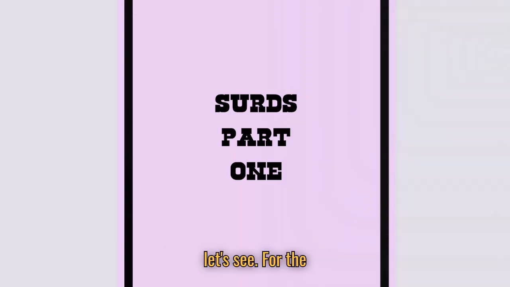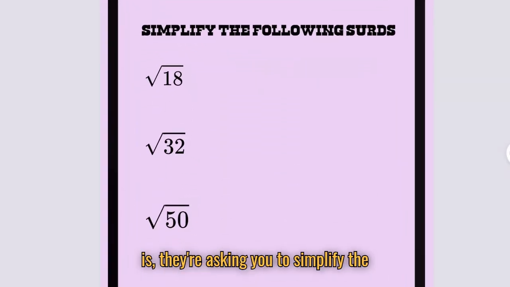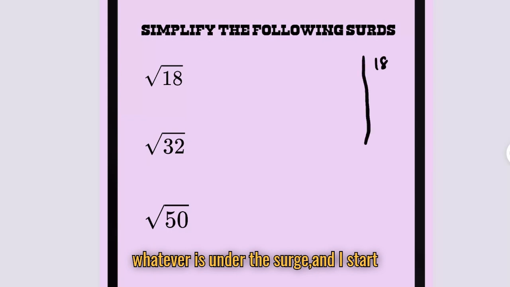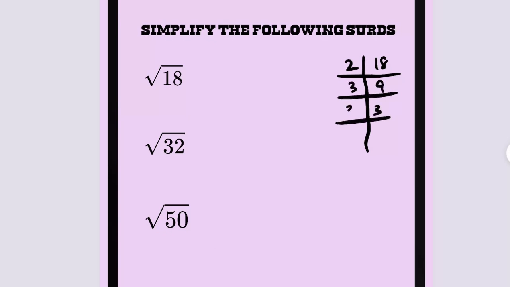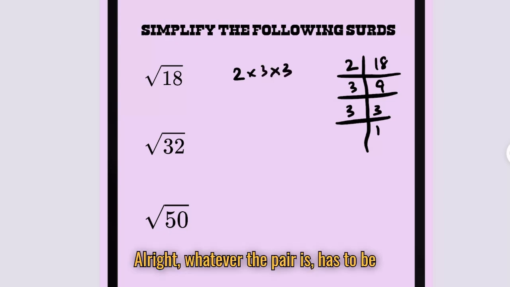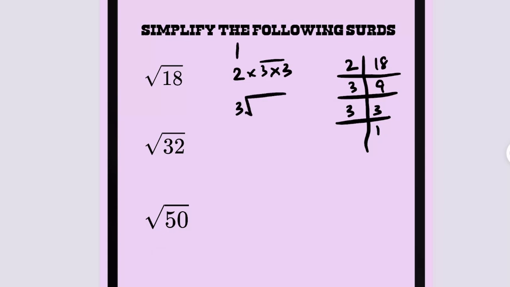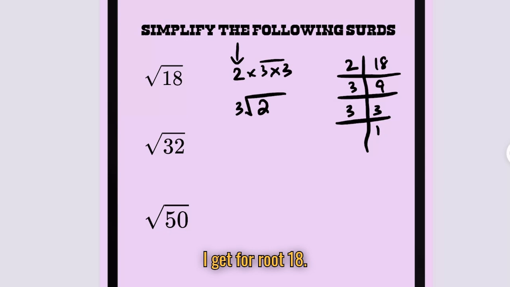For the first question, they're asking you to simplify the following surds. Okay, how do I simplify surds? It is a simple process. I simply take whatever's under the surd and prime factorize it. So what I get here is 2 times 3 times 3. Whatever the pair is has to be outside the surd and the single digits have to be inside. So that is what I get for root 18.